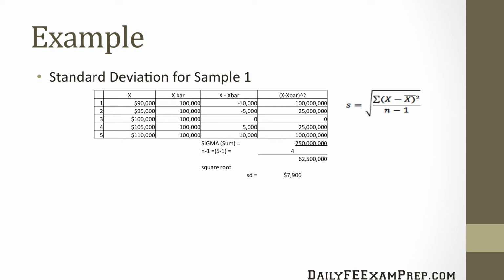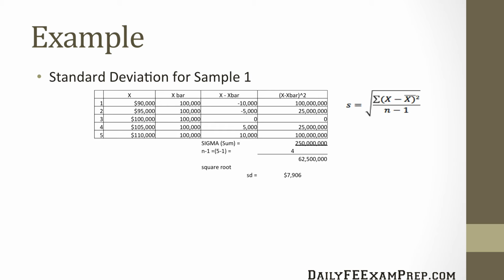First of all, what I did was list all 5 data points. I listed the 5 employees' starting salaries on the left-hand side. That's variable X. Then I listed X bar, which is the mean value of all 5 data points, which we know is $100,000. Next, step 2, I subtracted X bar from X, and I took that value for each of the 5 data points.